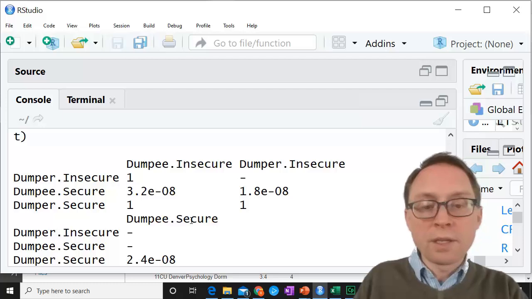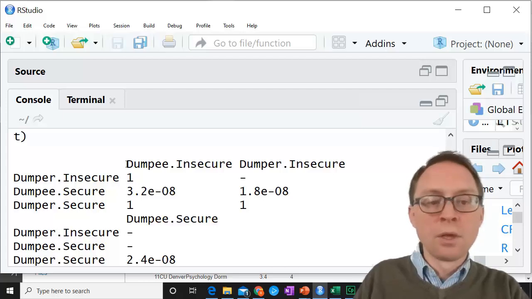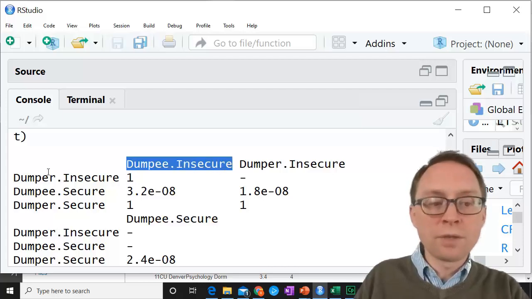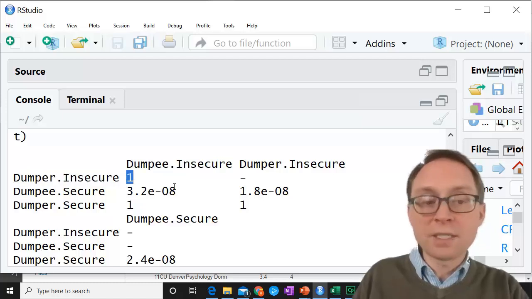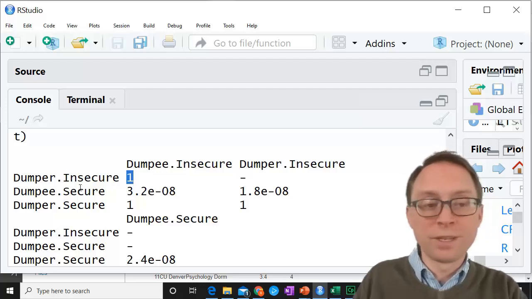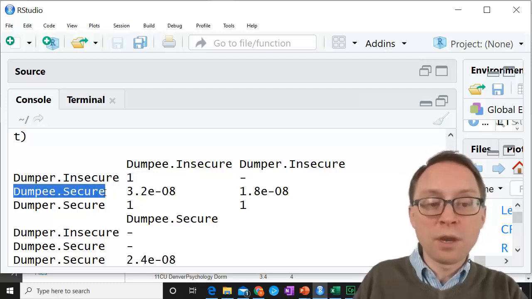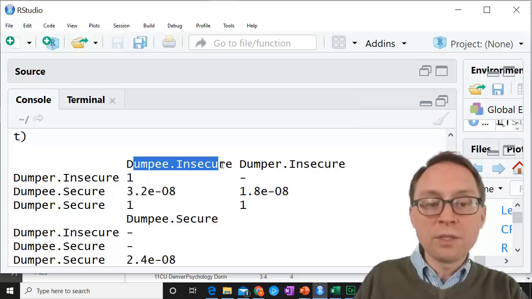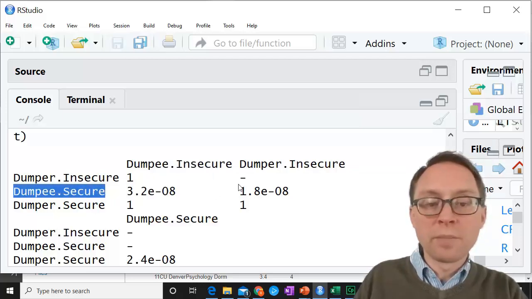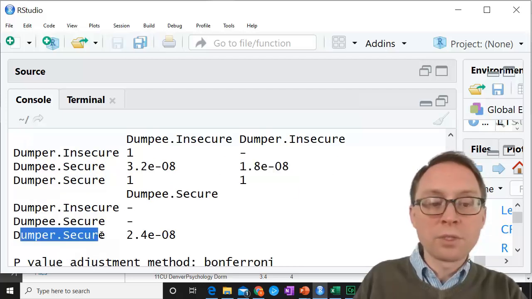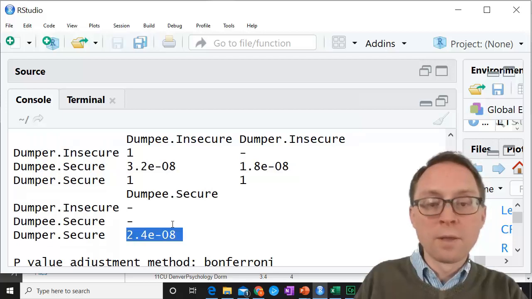This is now giving us the p-values of each of the comparisons. These are the p-values. So when we compare dumpies who are insecure to dumpers who are insecure, the p-value of that t-test is 1. There's no significant difference. However, dumpies who are secure compared to dumpies who are insecure, this is the p-value. Dumpies who are secure compared to dumpers who are insecure, there's the p-value. Dumpers who are secure compared to dumpies who are secure, there's the p-value.